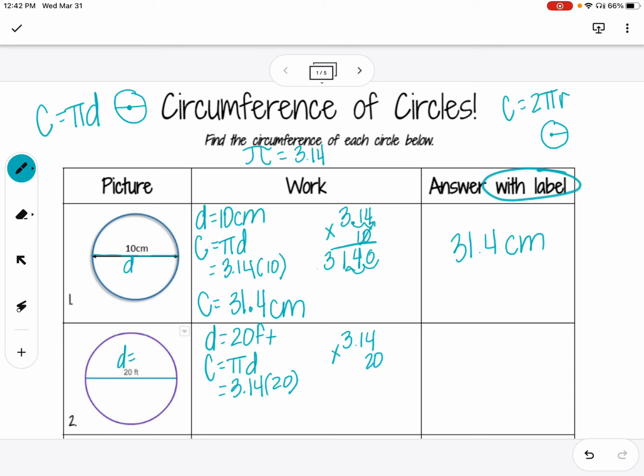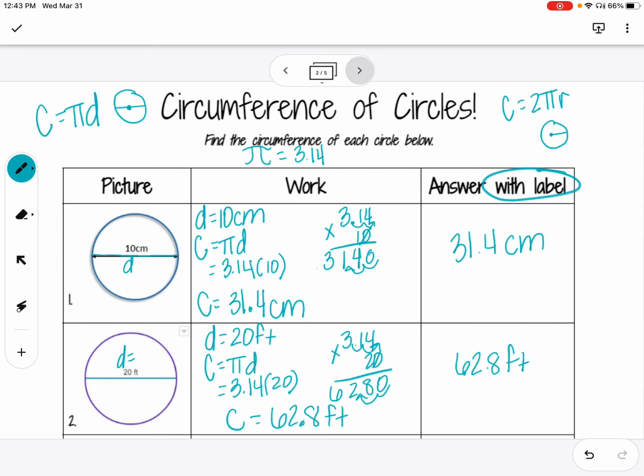So I'm going to do 3.14 times 20. All right, there's my 0. 2 times 4 is 8. 2 times 1 is 2. And 2 times 3 is 6. I have two decimal friends, so I'm going to move my decimal over 2 times. And I get 62.8 feet. So over here on my answer choice side, I'm going to write 62.8 feet because I want the answer with its label. It's really important that you are labeling your answers.